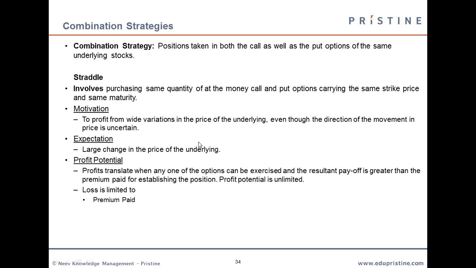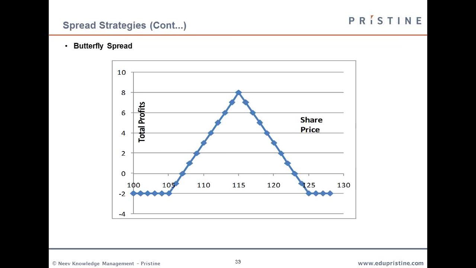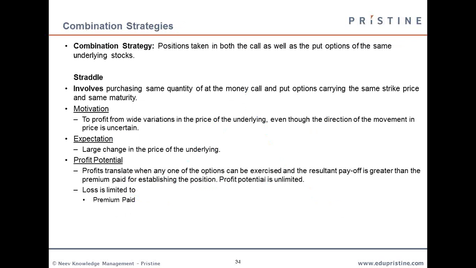In straddle, what we do is we buy both a call option and a put option which has the same strike price and the same maturity. So when do we do this? When we expect a large change in the price of the underlying. The change can be on the upside or the downside. Here we took care of the direction. So unlike the spread strategies, wherein we don't expect much change in the stock price, here we expect a large change in the prices of the underlying.